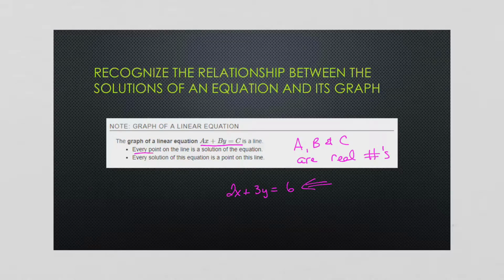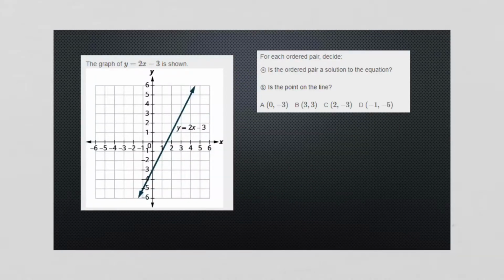It says here, every point on the line is a solution of the equation, and every solution of this equation is a point on the line. On this problem, they've already graphed y equals 2x minus 3 for us. This is the graph right here of y equals 2x minus 3. Now the question says, is the ordered pair a solution? For each of these A, B, C, and D, we're going to determine if the ordered pair is a solution to the equation. So that means we're going to look at this point and see if it lies on that line.